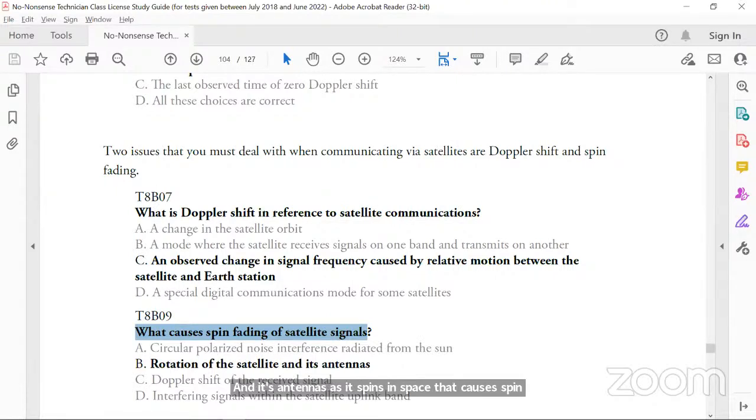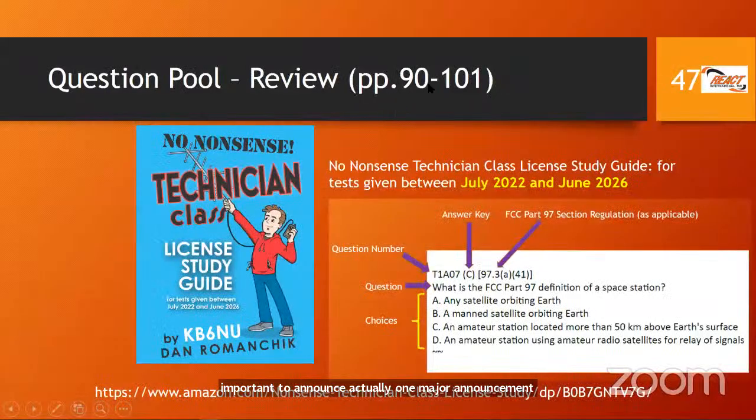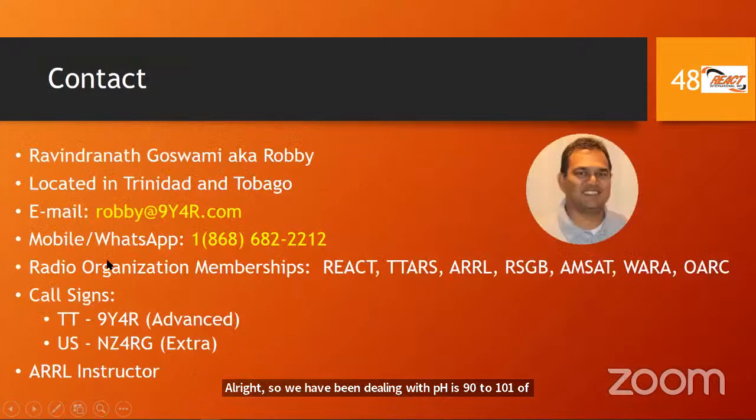So folks, let's just return quickly to our slide deck because we have a couple of things that are important to announce. Actually, one major announcement. All right, so we have been dealing with pages 90 to 101 of the No Nonsense Guide. So of course, any questions, feel free to send an email or WhatsApp. We'll try our best to get to it.